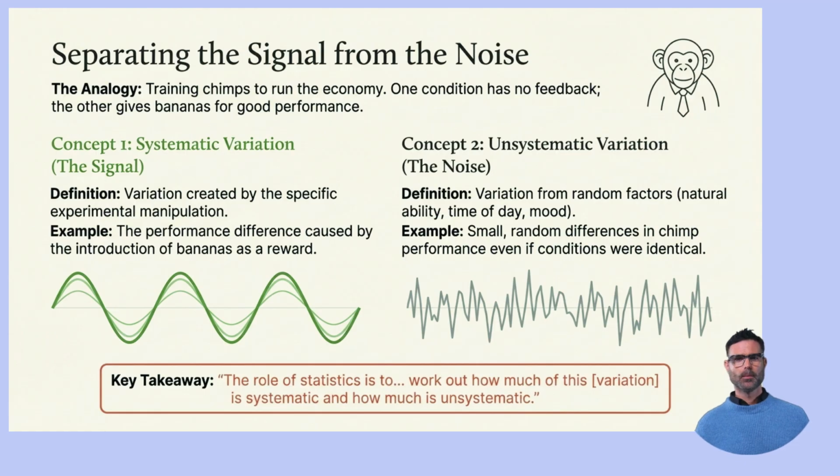Statistics is fundamentally about separating signal from noise. The signal is systematic variation created by the experimental manipulation, like improved performance due to bananas as a reward, while the noise is unsystematic variation from random factors such as natural ability, time of day, mood, or measurement error. The practical goal is to estimate how much observed variation is truly systematic versus merely random fluctuation.